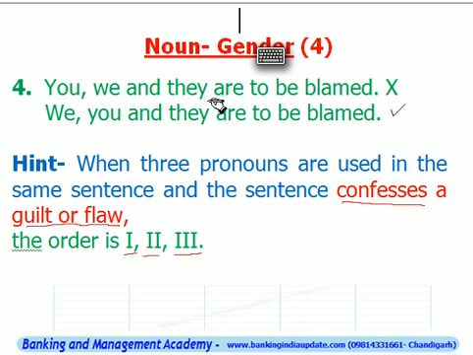You, we and they are to be blamed is an incorrect sentence because we are guilty of something. The correct sequence should be we, you and they are to be blamed.